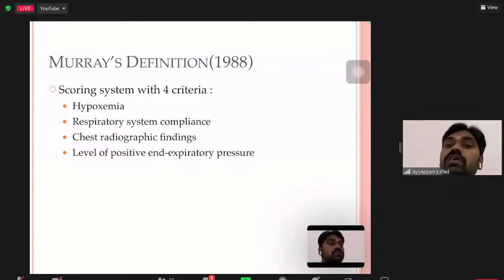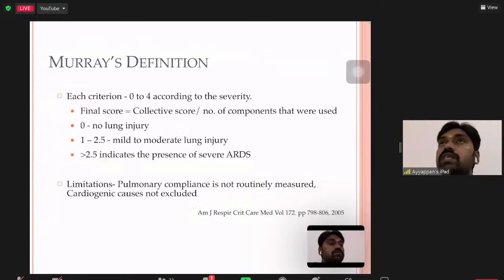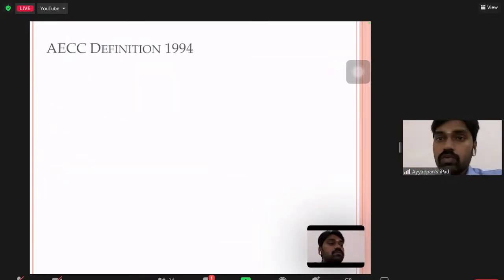Each variable was given a score of 0 to 4, and the final score was attained by dividing the total score by the number of components. So the total score will be 0 to 4. When a patient has a score of 0, it indicates there is no lung injury. A score of 1 to 2.5 indicates mild to moderate lung injury, and a score of more than 2.5 indicates severe ARDS. Any patient who has a score of more than 2.5 can be referred to an ECMO center, and if the score is more than 3, they should be strongly considered for ECMO.